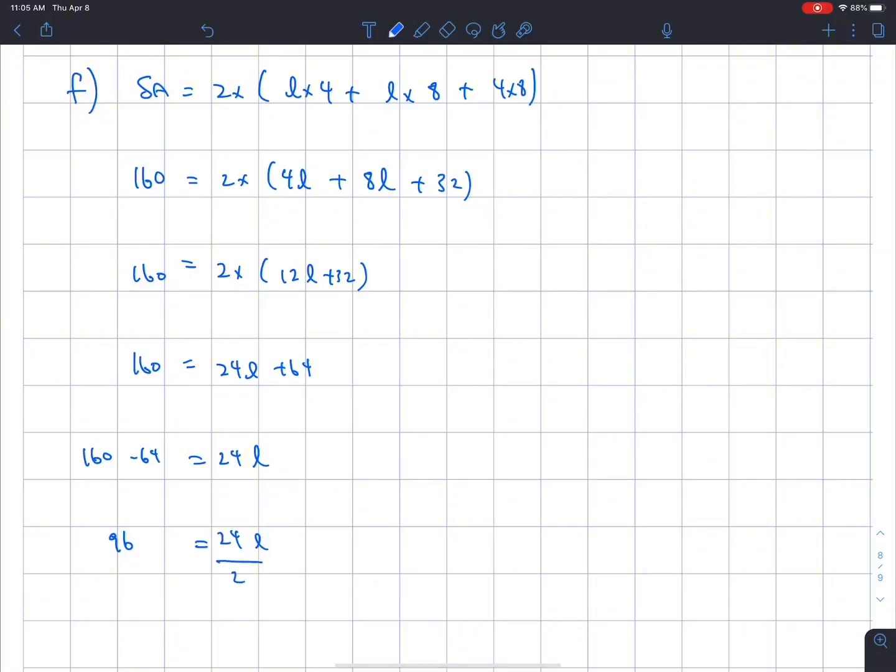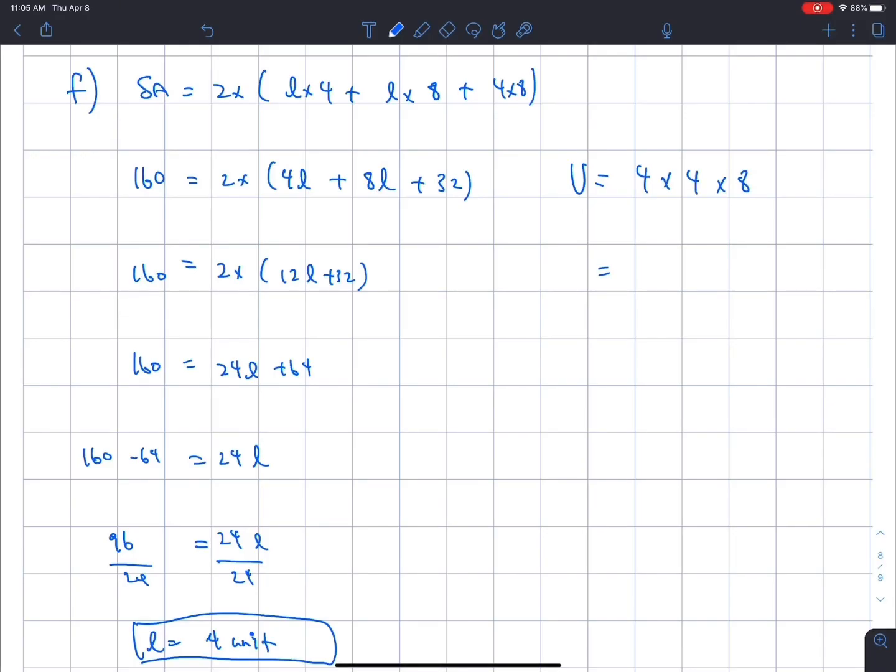Then we divide both sides by 24. We get L equals 4 units. So now volume is just length, which is 4, times width, which is also 4, and then times height, which is 8. We get 128 cubic units.